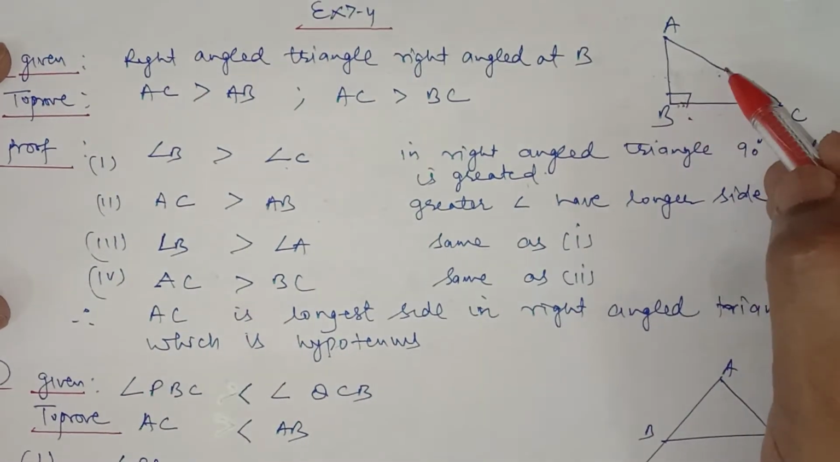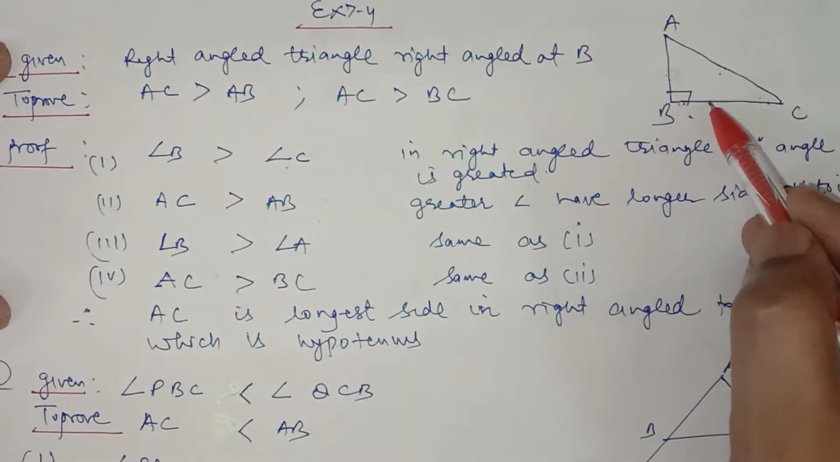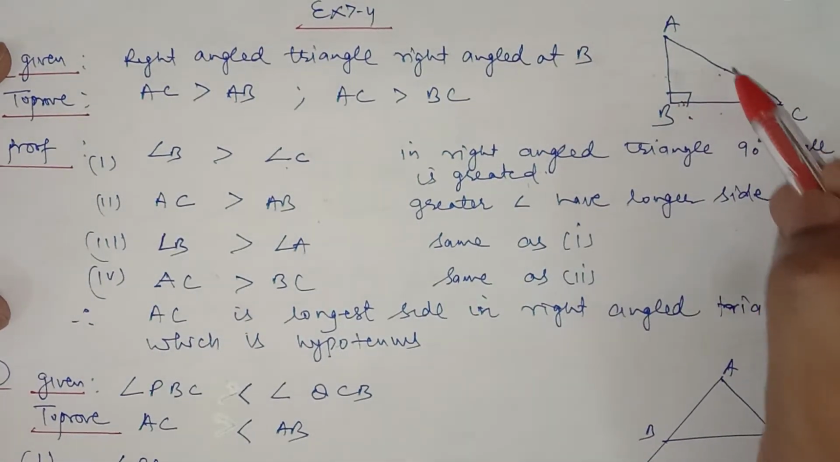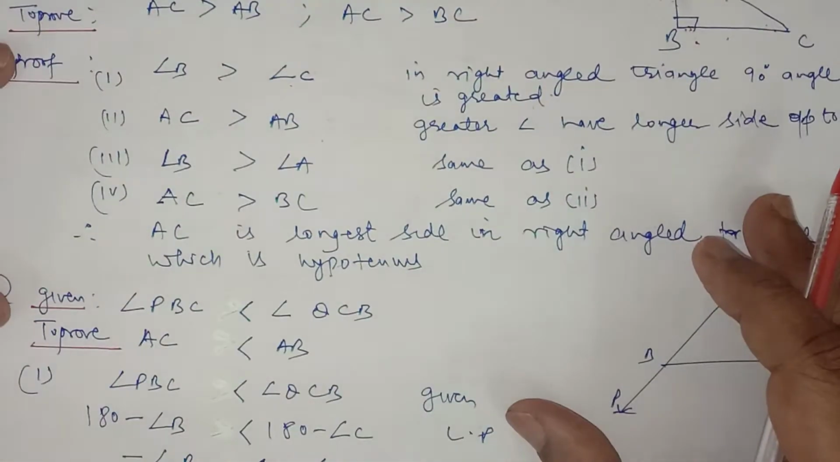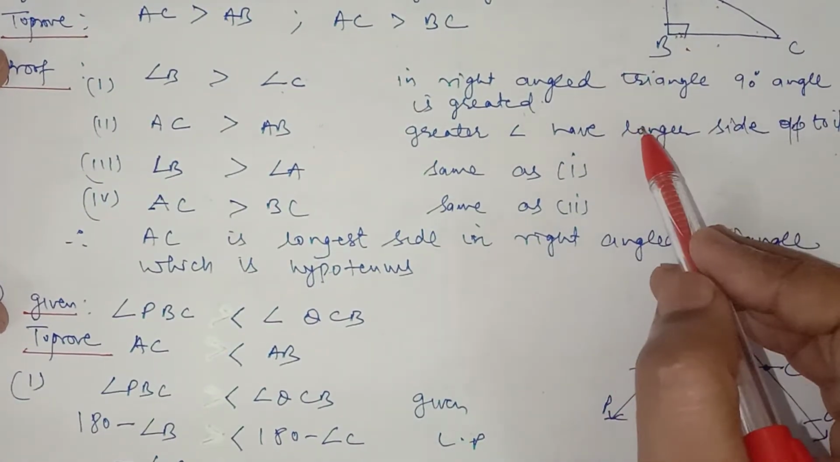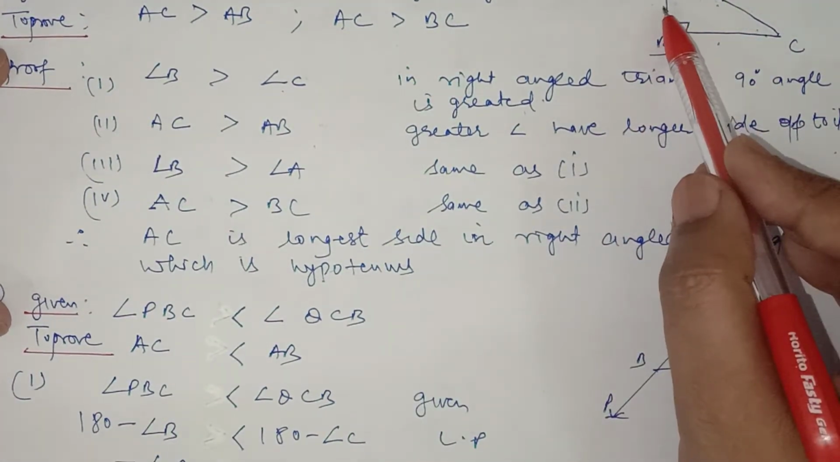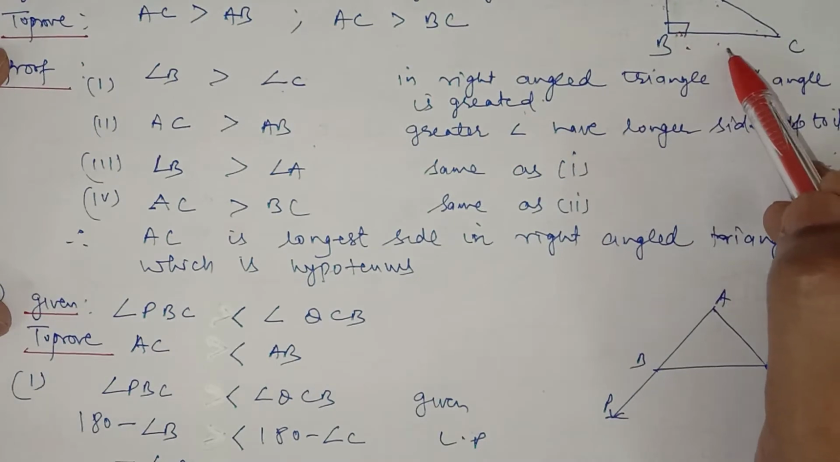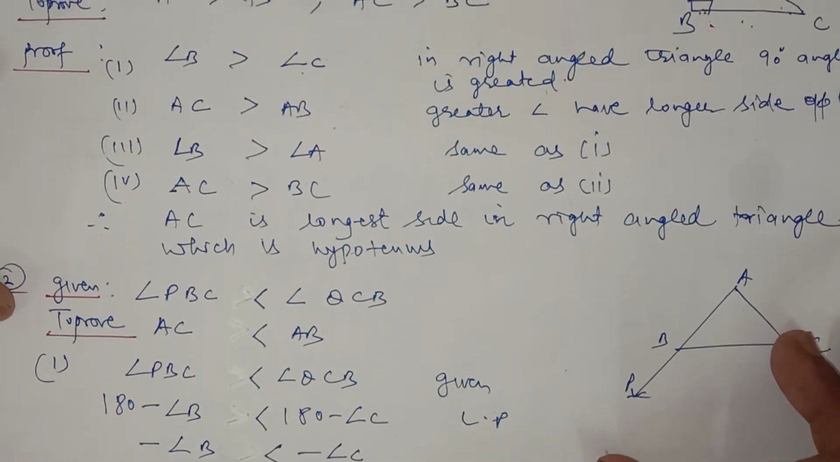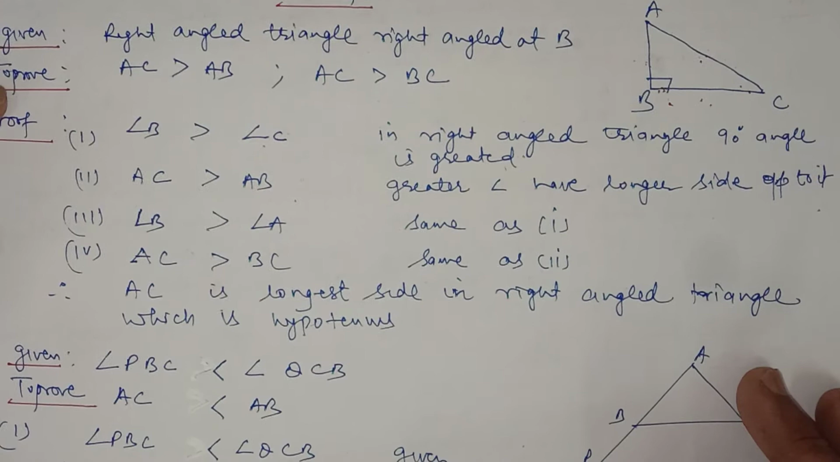So the side opposite to angle B is AC and the side opposite to angle A is BC. So AC will be longer than BC. That is the same reason I have given in the first and second. So AC is longer than AB, as well as AC is longer than BC. So we can say that AC, which is the hypotenuse of this triangle ABC, is the longest side in this triangle.